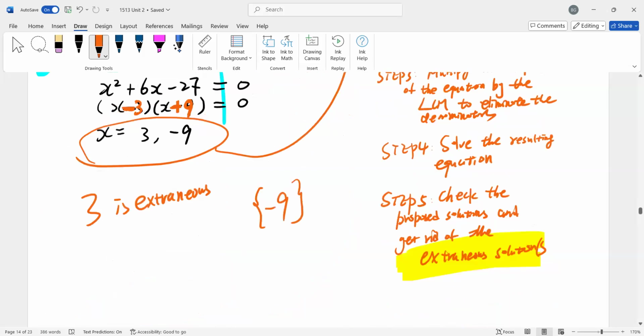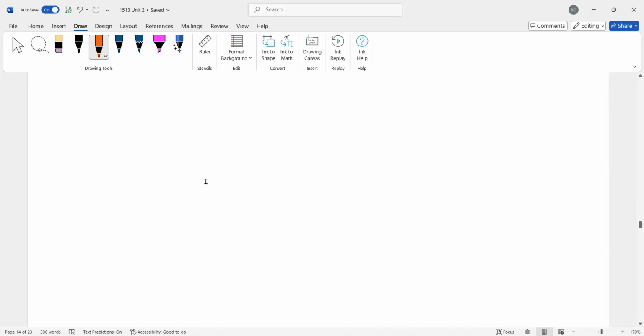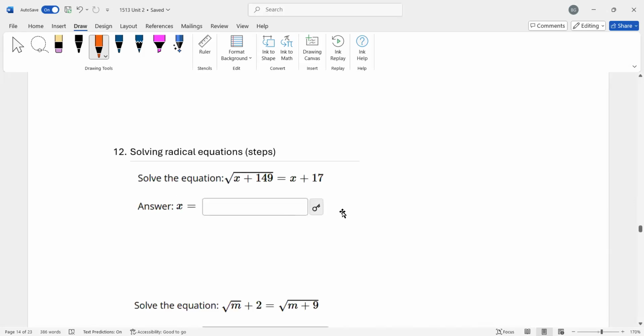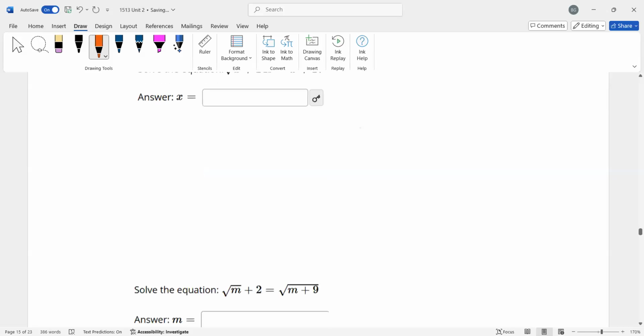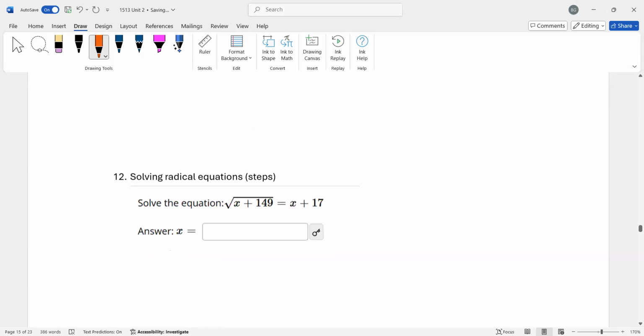Okay. So if you have no questions, we're gonna move to the next type of equation, radical equations. We also have procedures. What time is it? 20 minutes, okay. More space, okay.